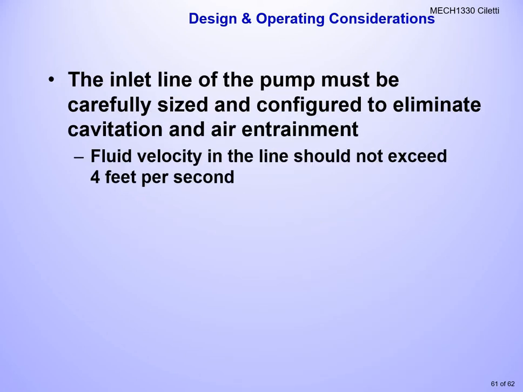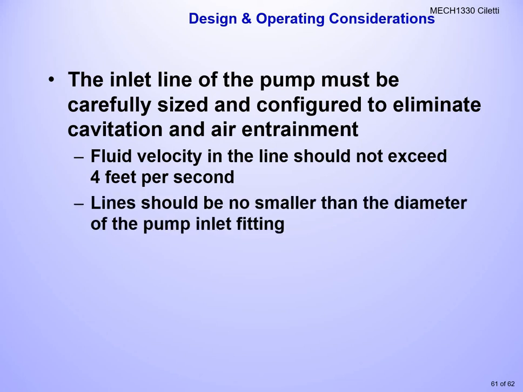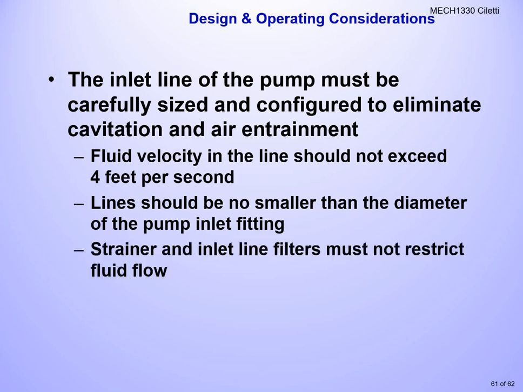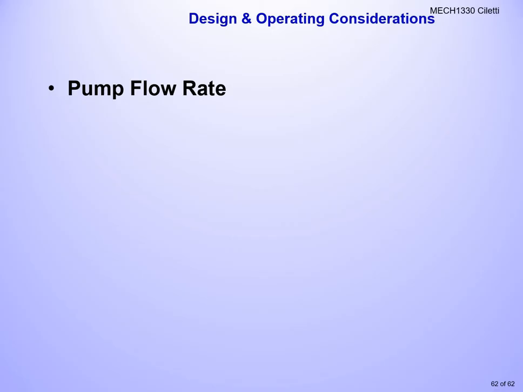The inlet line of the pump needs to be carefully sized and configured to eliminate cavitation and air entrapment. You don't want anything to be able to get inside there. Fluid velocity in the line should not exceed 4 feet per second. That's another way we make sure that we don't entrap air or create air pockets. The line should be no smaller than the diameter of the pump. This is just making sure that all the parts and pieces fit together. Strainer and inlet line filters must not restrict fluid flow as well.